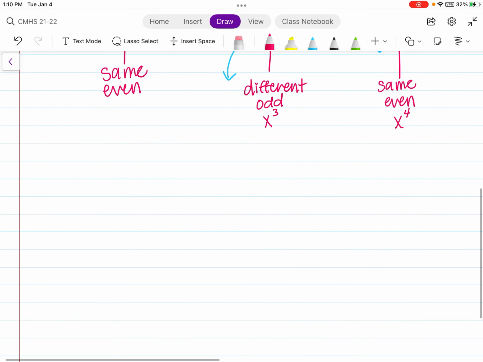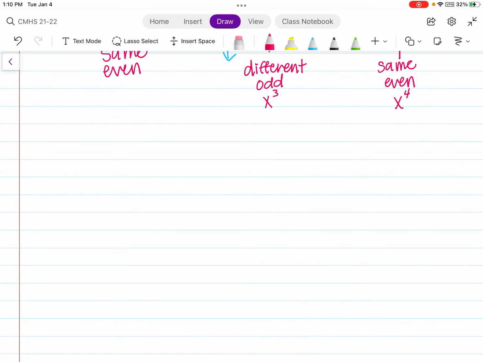Next thing we're going to be looking at, we're going to define the word leading coefficient. Leading coefficient. You could probably guess what this means. It means the first coefficient.